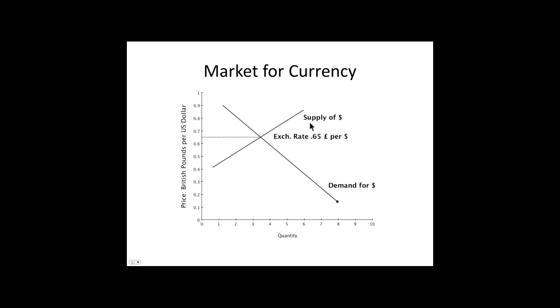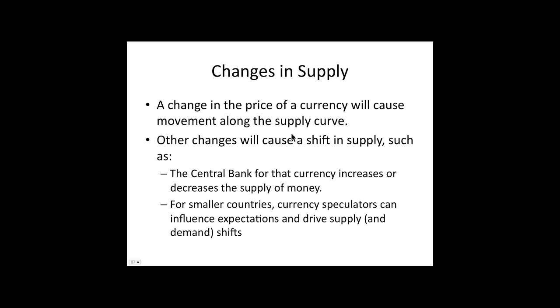But what we also want to talk about is what can cause a shift in demand or a shift in supply. Let's look at the supply side first. In addition to a change in price, what would cause movement along the supply curve, there are other items or forces that can cause a shift in the supply curve. For instance, the central bank for that currency's country, in the case of the United States, the central bank is the Federal Reserve, can exercise monetary policy which will either increase or decrease the supply of money.